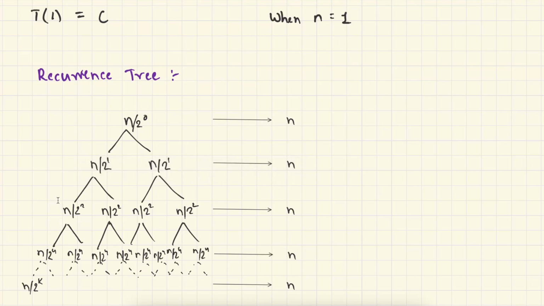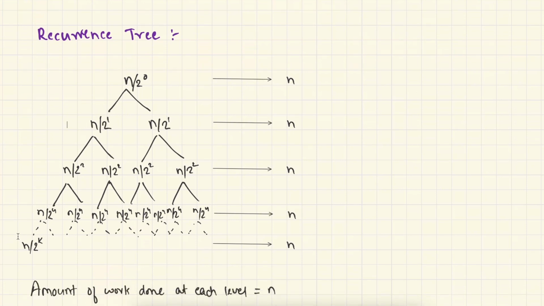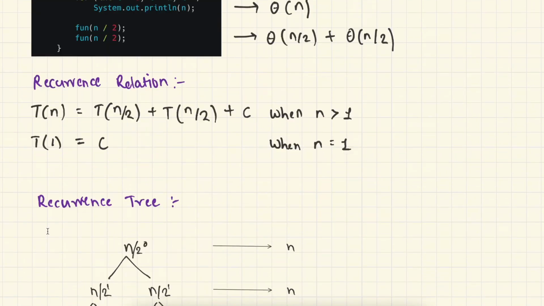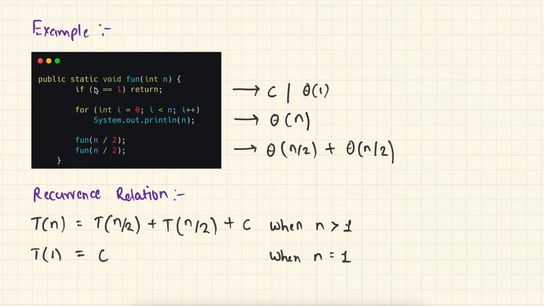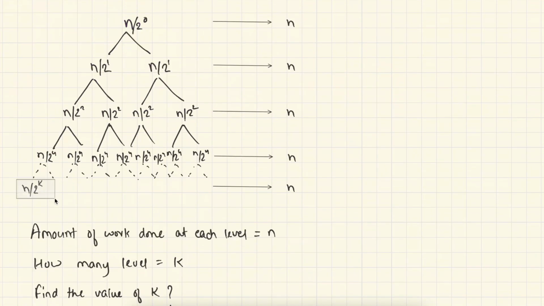Now at the next level also we are doing a linear amount of work. And here this function is making a recursive call to n divided by 2 to the power 2, meaning n divided by 4. This process continues, and at some point n becomes n divided by 2 to the power k. This is our stopping point, meaning this is going to be our base condition in recursion. Our base condition says that when n becomes 1, return. So our recursion is going to stop at this point.